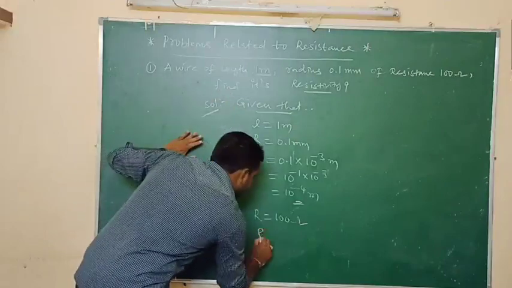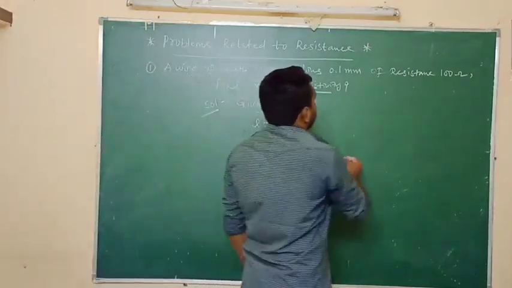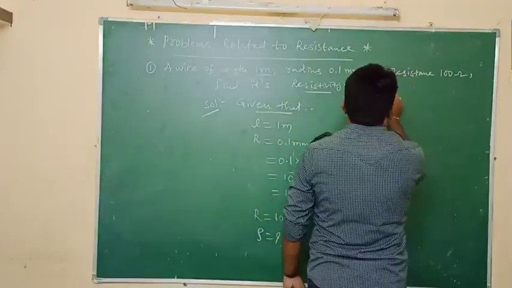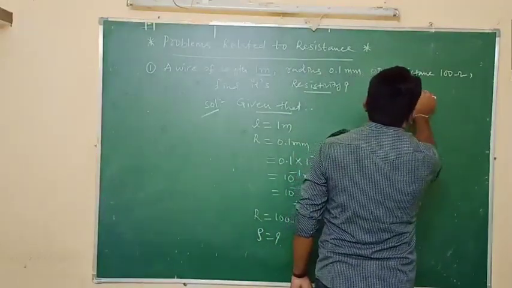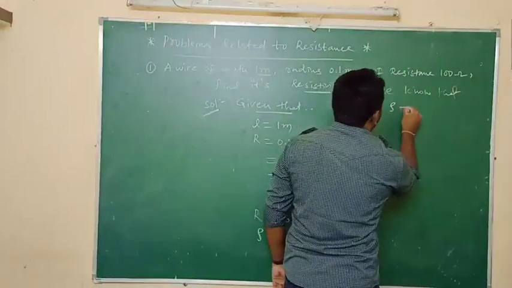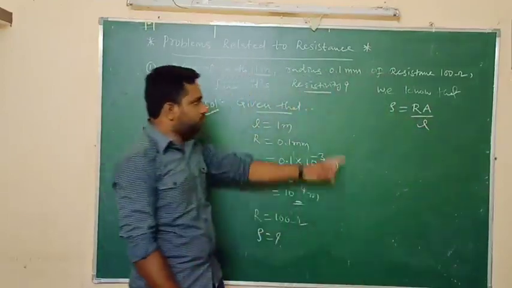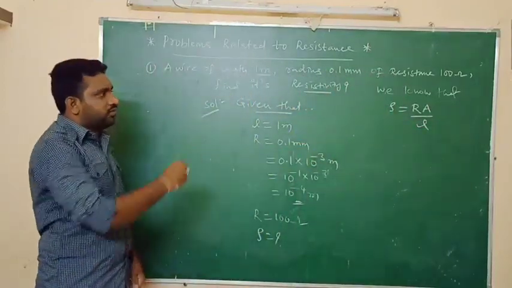So this is the given information. We need to find the resistivity rho. We have a formula for specific resistance. We know that specific resistance rho equals R into A by L. Rho equals R A by L. So we have that formula here.